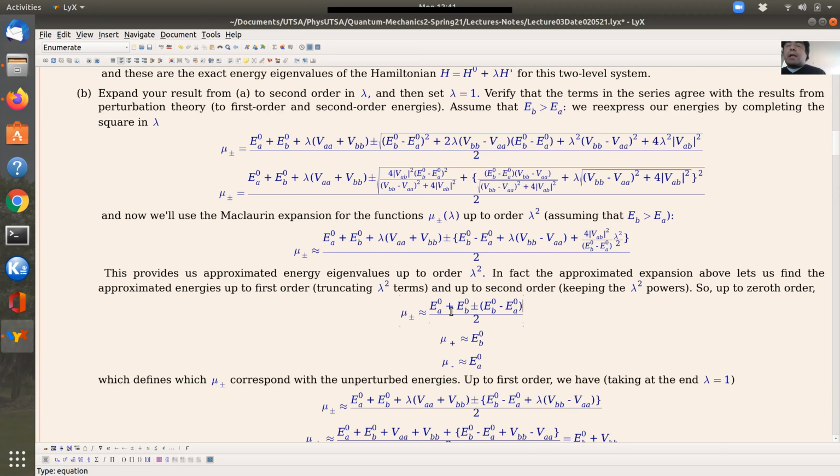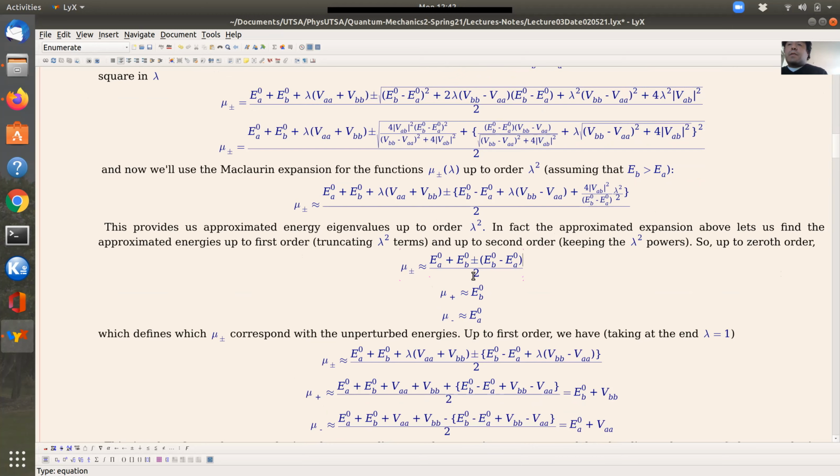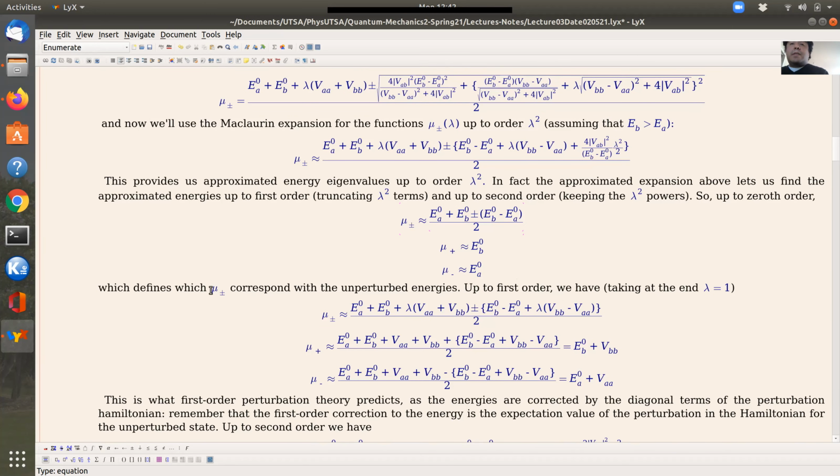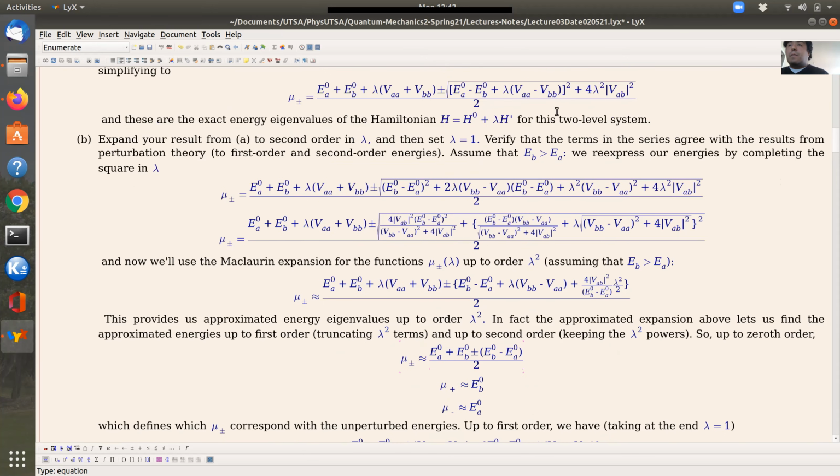So yeah, you can see that for the plus case, basically, this adds up, this cancels. That's why the E0a disappears. And the opposite happens for mu minus. Of course, then you have the factor of 2 dividing. And so this defines basically mu plus corresponding to the B level, mu minus corresponding to the A level, right? Which is, I mean, EA is smaller than EB by assumption, again, this assumption.